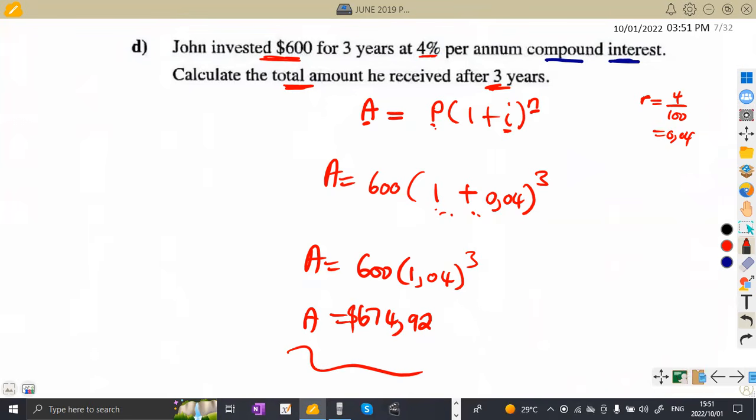So take note, they can ask you a question now to calculate the interest. If you are asked to calculate the interest from the compound interest formula, then for you to have the interest, it is going to be the amount, which is the total amount, minus the principal.